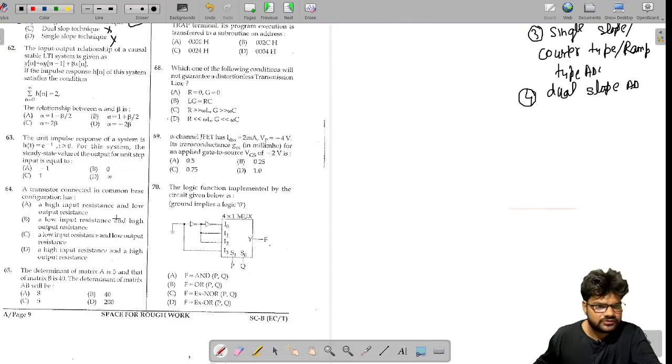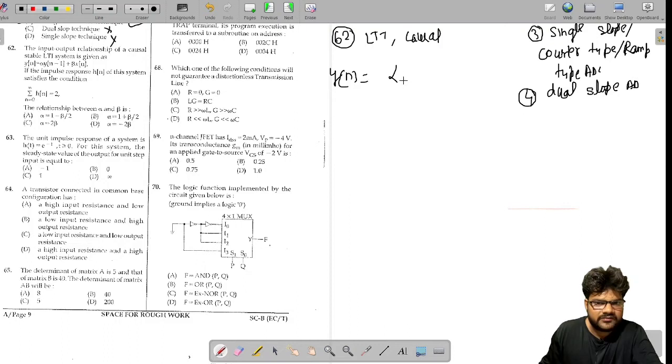In question number 62, we are given the input output relationship of a causal stable LTI system. We are given a causal LTI system, and the output y[n] is related with input as alpha times y[n-1] plus beta times x[n]. If the impulse response h[n] of the system satisfies the condition summation n equals 0 to infinity h[n] is 2, then what is the relationship between alpha and beta?